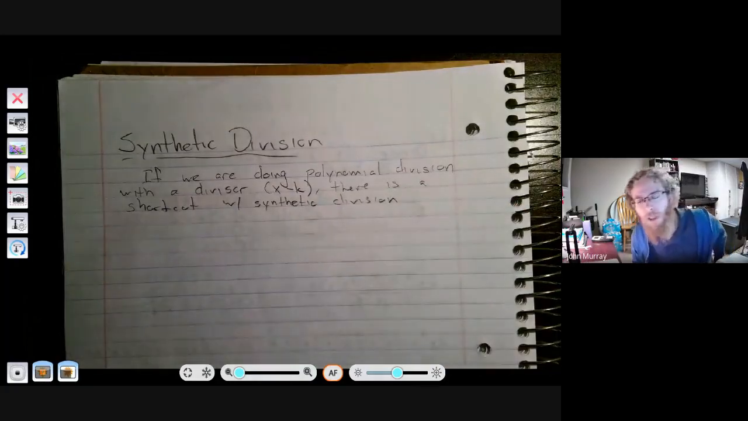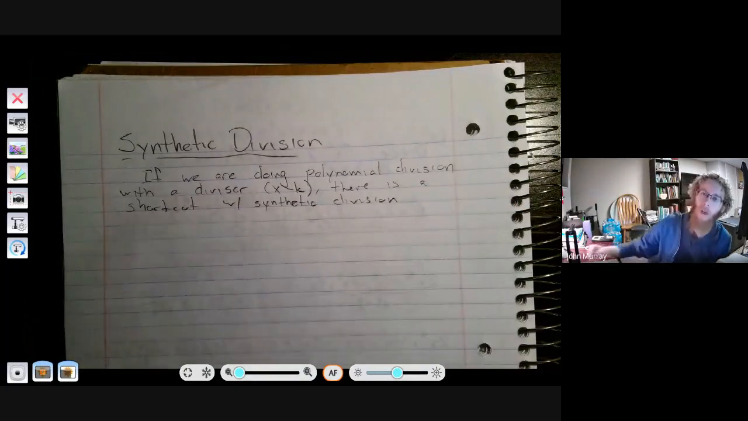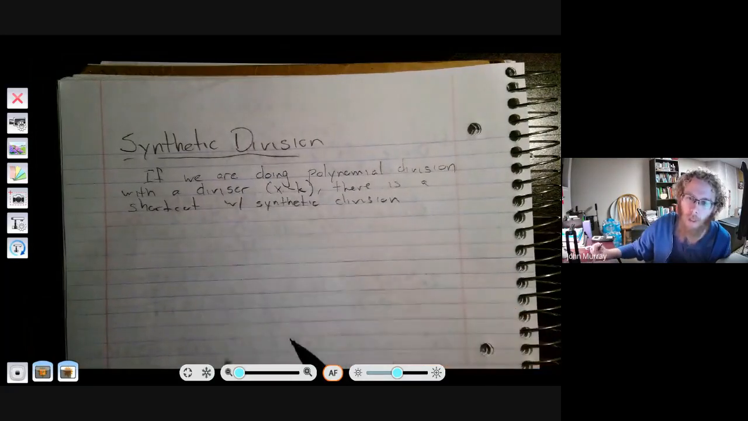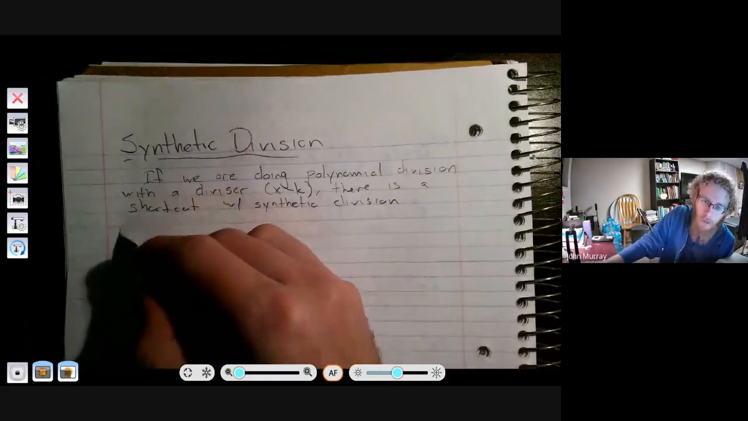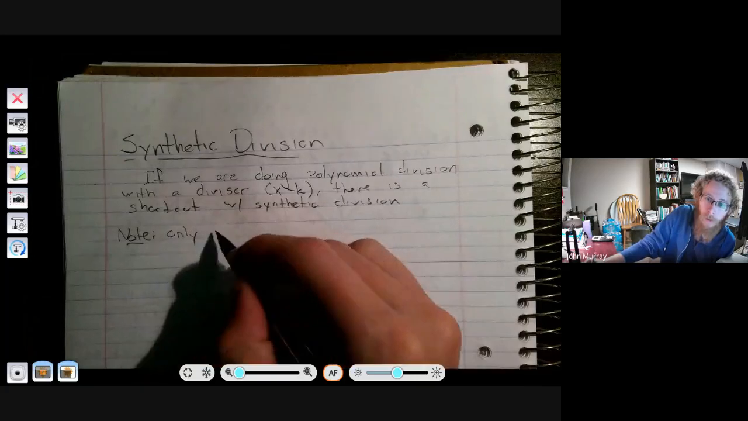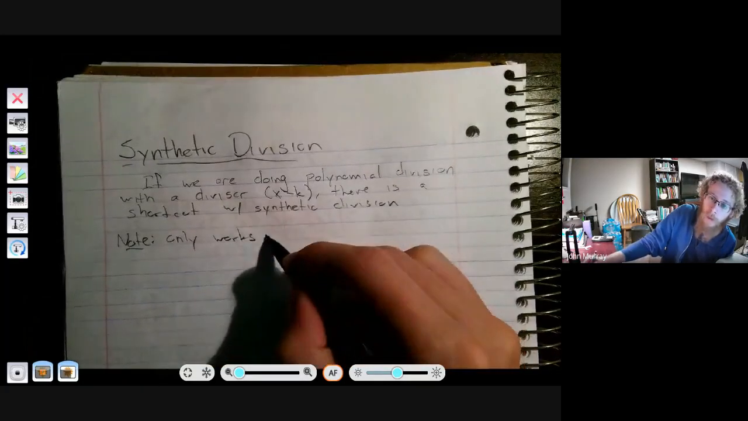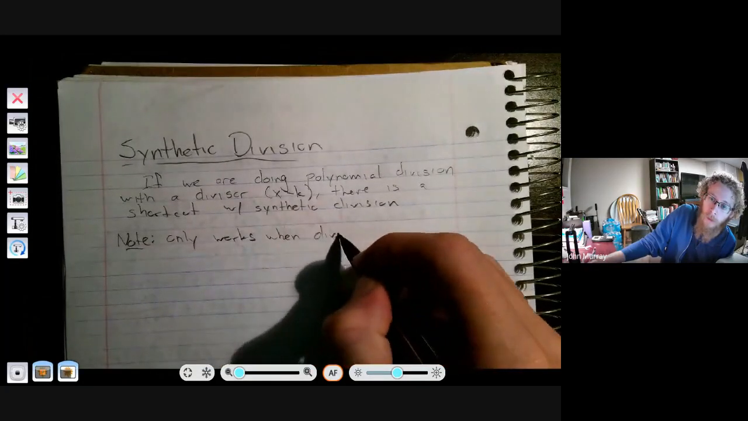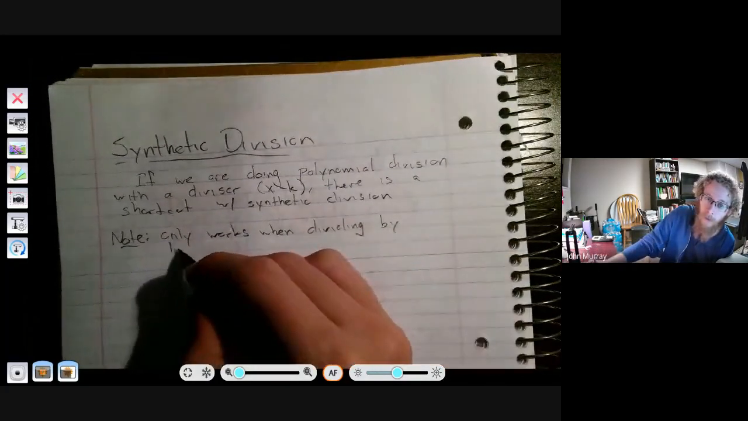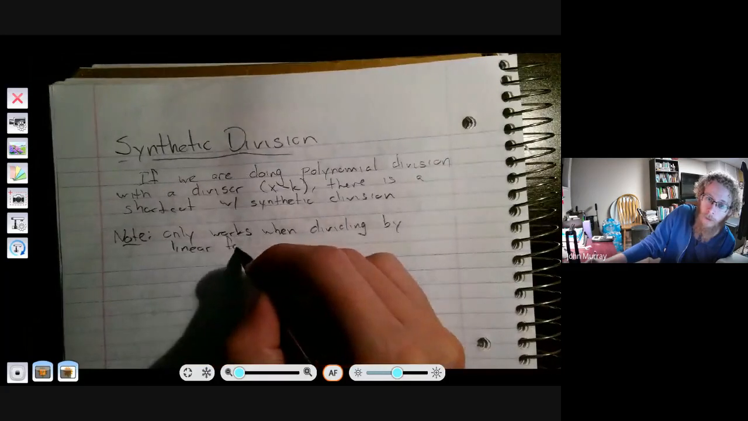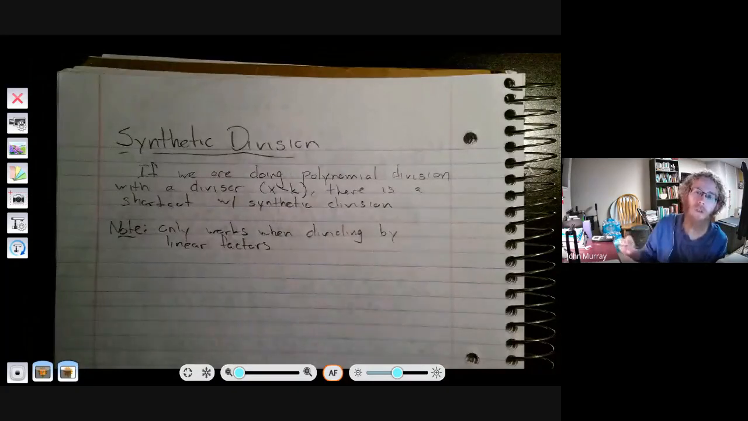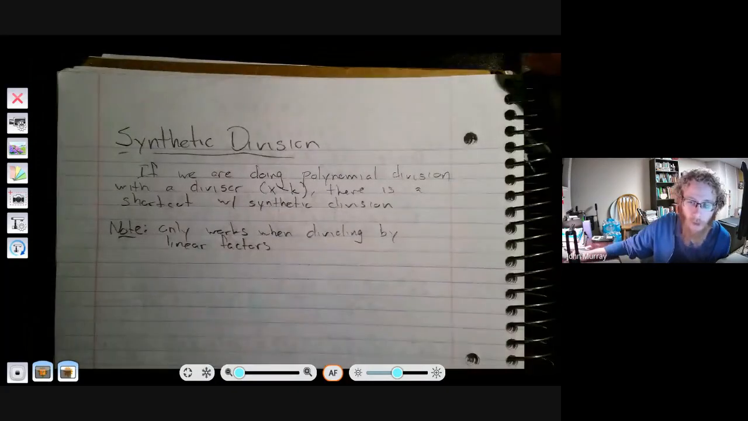Okay, so synthetic division works when we have a divisor in the form x minus k. Synthetic division only works when we're dividing by linear factors.